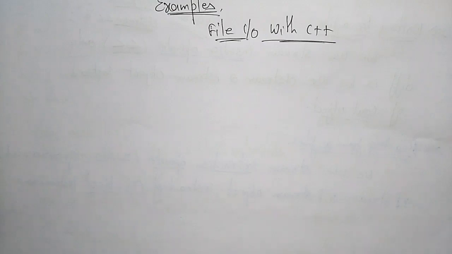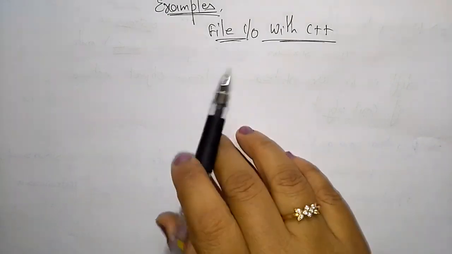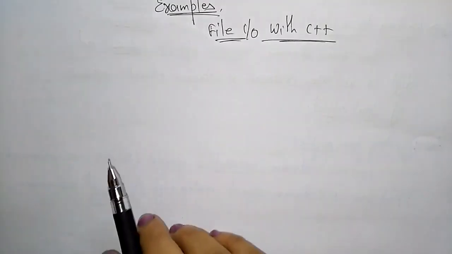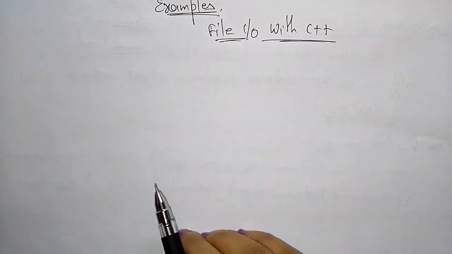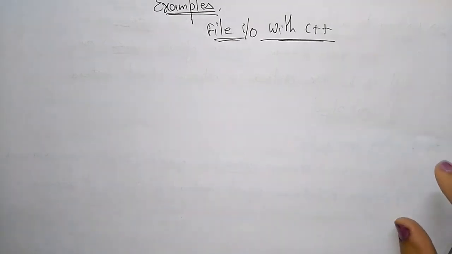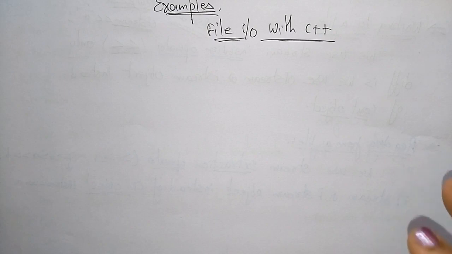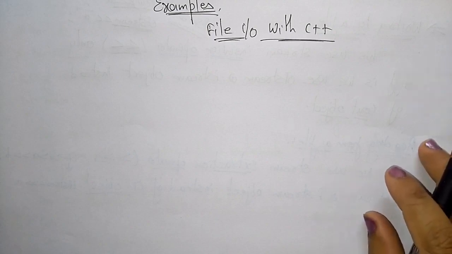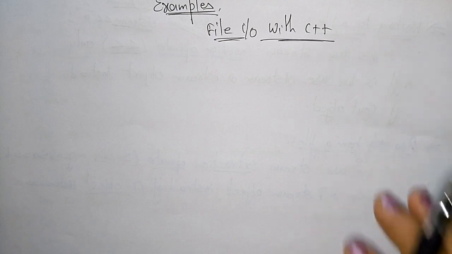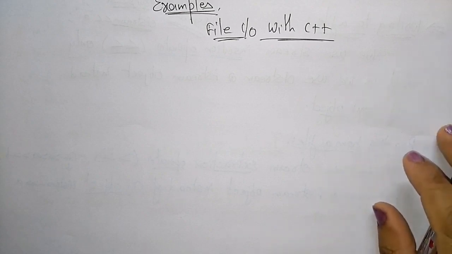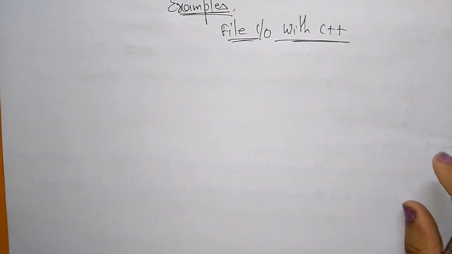Hi students, coming to the next video, let us see the examples of file IO with C++. In the previous video I explained about opening a file, closing a file, reading a file and writing a file. So in this video I'll explain with an example. Whatever you want to read and whatever you want to write into the files, the first thing is we have to open the file. That I explained in the previous video. Now we will see it with an example.